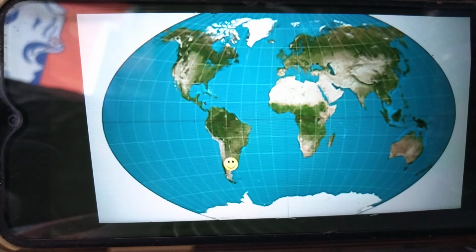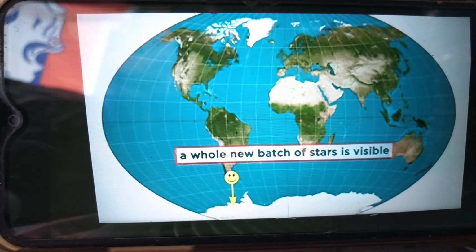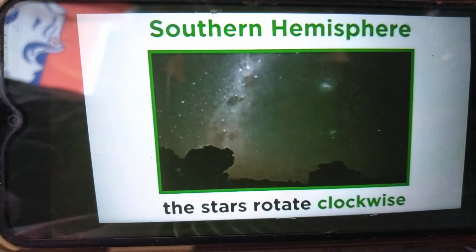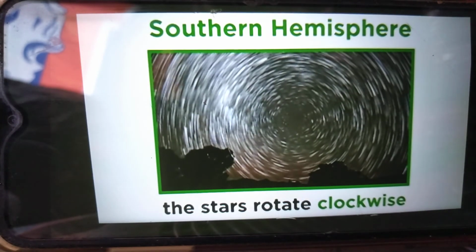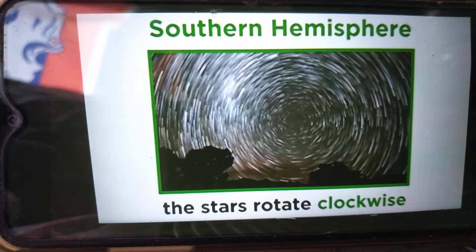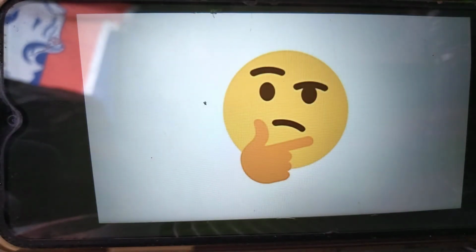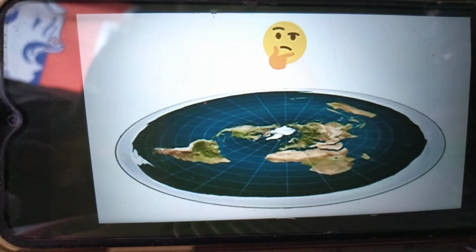Then, heading towards the southerly latitudes and facing south, you will see a whole new batch of stars you couldn't see in the north, and they will again be rotating around a point in the sky, though this time clockwise instead of counterclockwise. So how do we make sense of these observations? Do they work on a flat Earth? Not even a little bit.